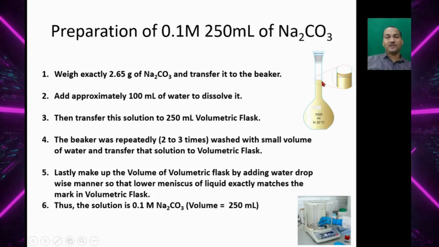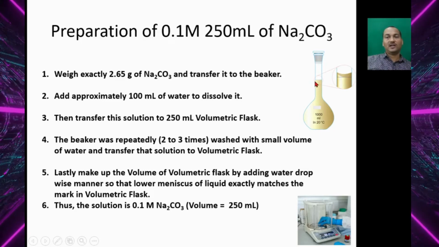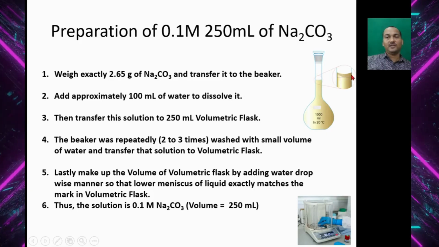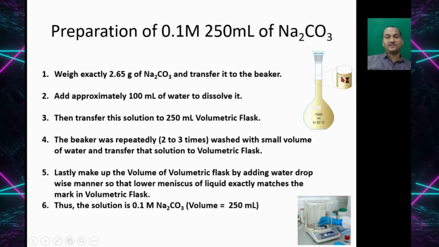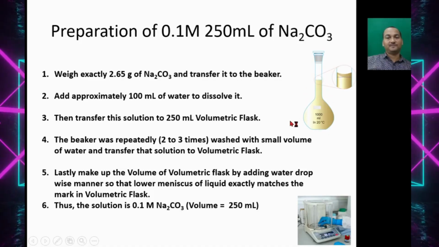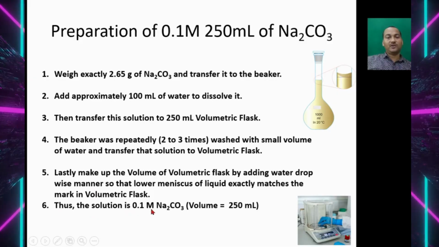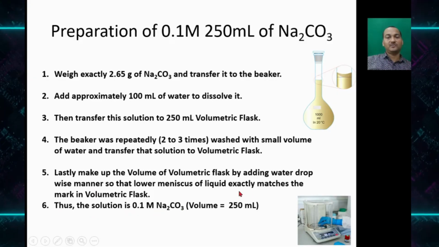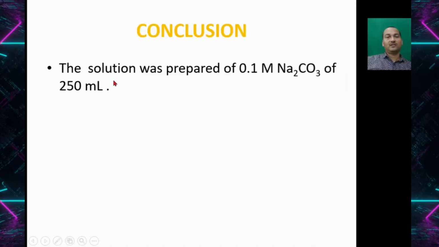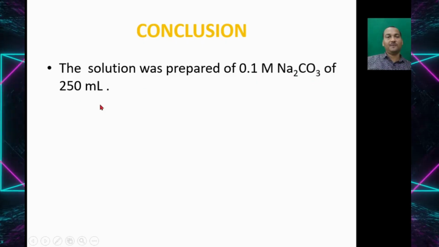So here you can see the mark, up to this mark. Here it is 1000 ml. So you can have a 250 ml volumetric flask. So there will be a mark like this, and the lower meniscus should touch this mark. So when it touches, it becomes 250 ml. So finally, the solution is 0.1 M sodium carbonate solution whose volume is 250 ml. So in conclusion, the solution prepared was 0.1 M sodium carbonate of 250 ml.